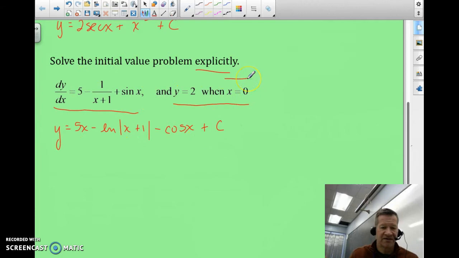Now we take this initial condition, or initial value, that's why we call it an initial value problem, and we plug those values in for x and y, so that we can figure out what c is in this case. Now don't assume that when x is 0, everything just zeroes out. Be careful. So y is 2.